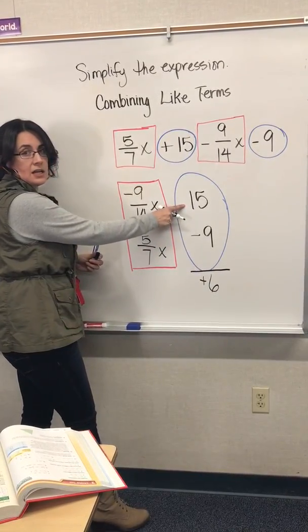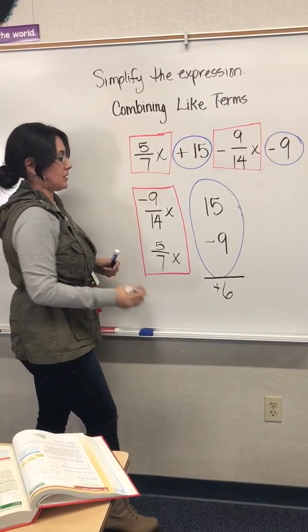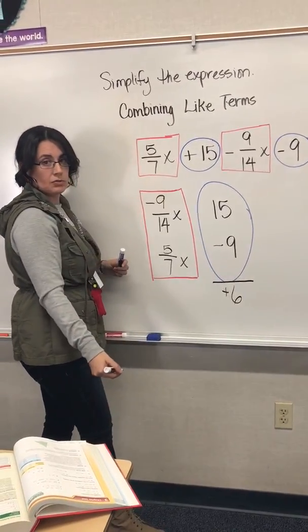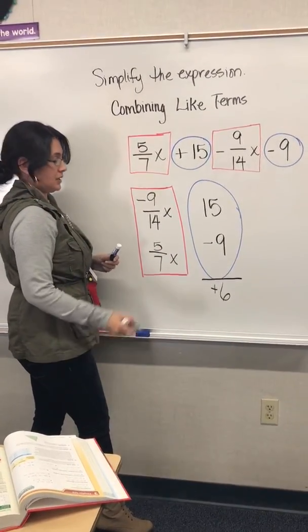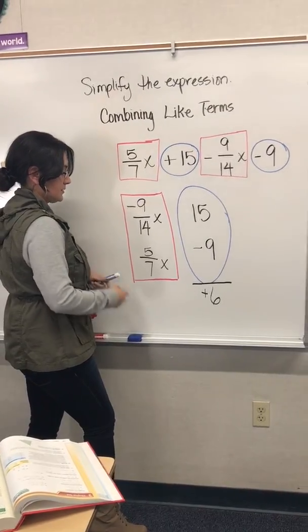and it's positive because 15 has the greater absolute value. So I keep the sign of the integer with the greater absolute value, okay? So that will be a positive 6.